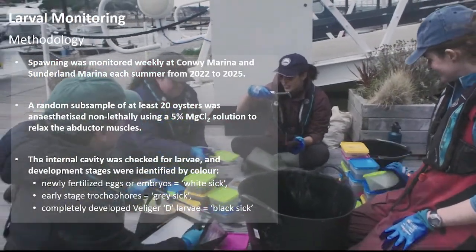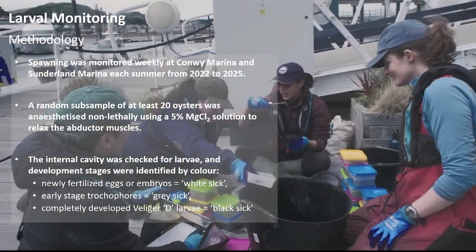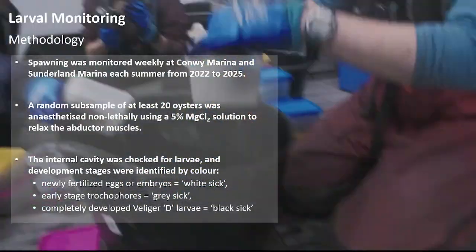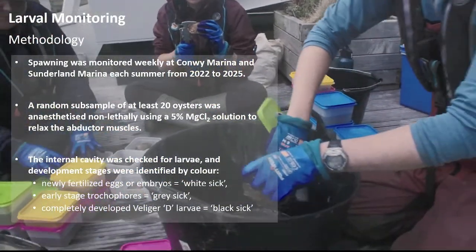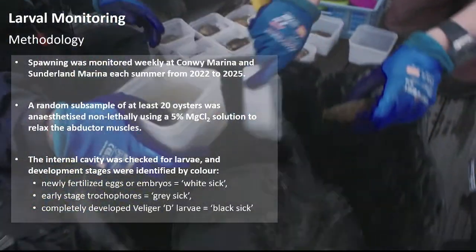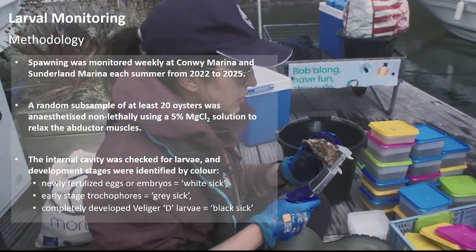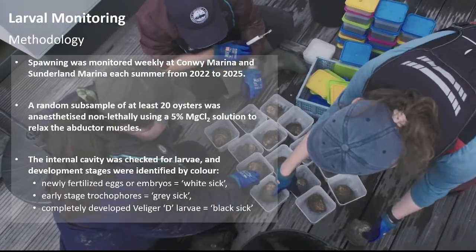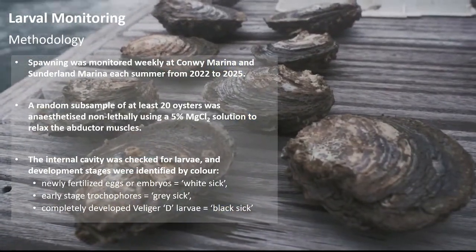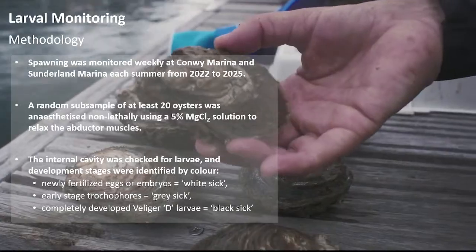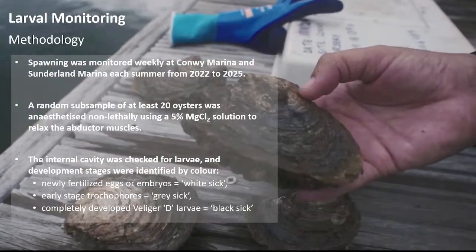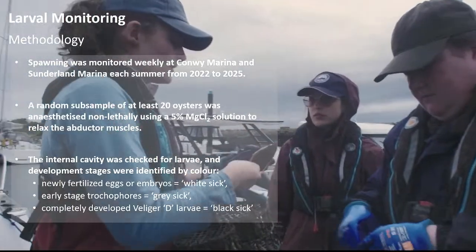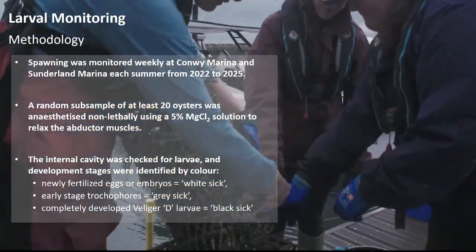So here in the background, you can see a video of Maria, who's leading a larval monitoring session with a group of volunteers. So I'm just going to talk through our methodology. We've been monitoring the spawning activity weekly over the summer months at both the Conwy Marina and Sunderland Marina. We take a random subsample of at least 20 oysters, which were anaesthetised non-lethally using a 5% magnesium chloride solution to relax the abductor muscles. And then the internal cavity was checked for larvae, looking at the different development stages identified by the different colours of the larvae.